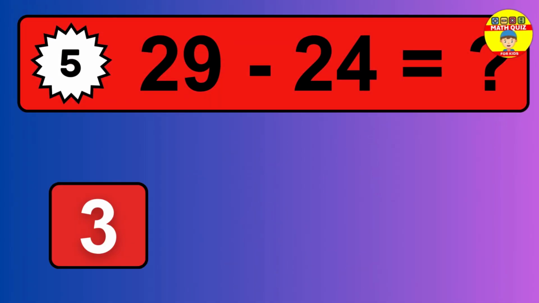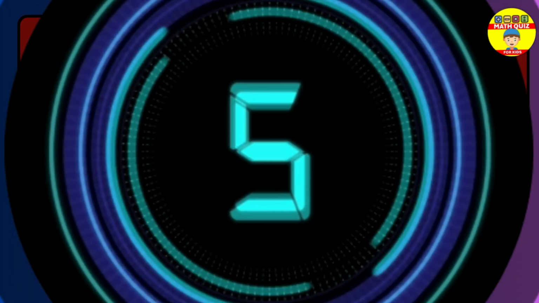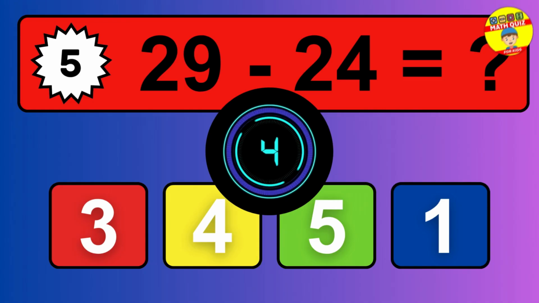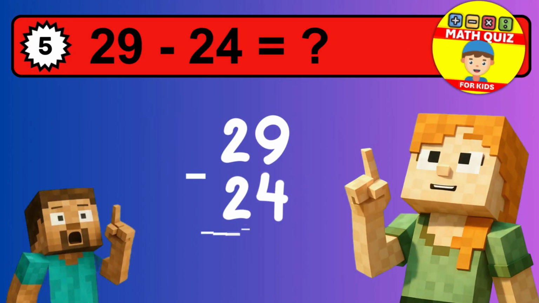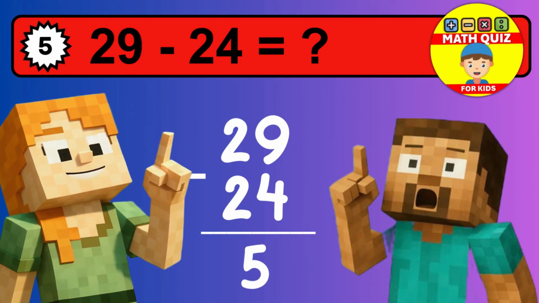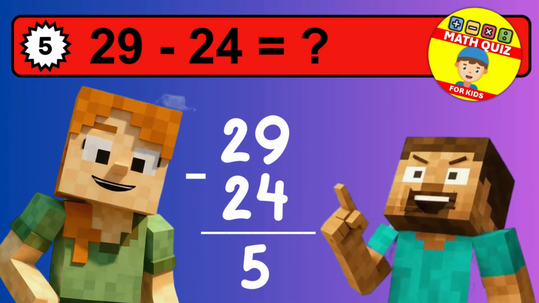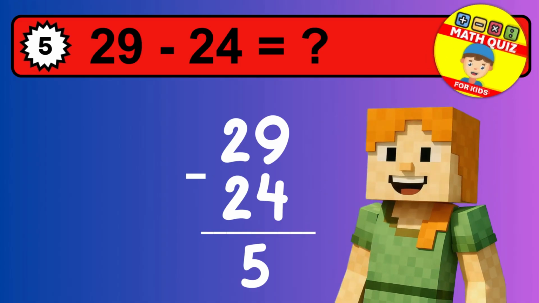What is 29 minus 24? Time to think. Let's solve this step by step. We start with the units. 9 minus 4 is 5. Then we go to the tens. 2 minus 2 is 0. The final answer is 5.